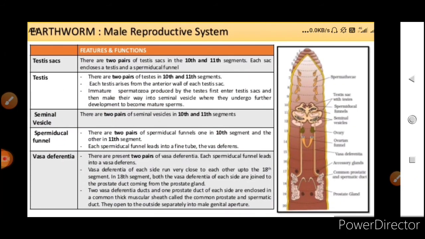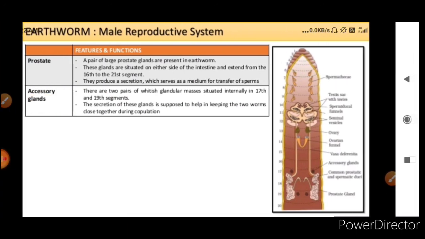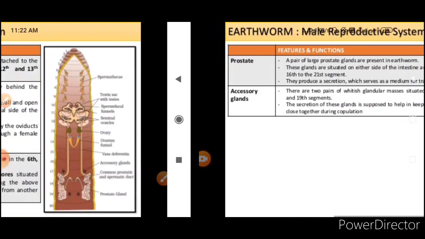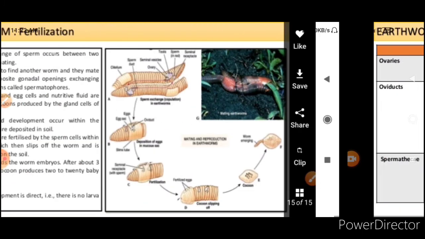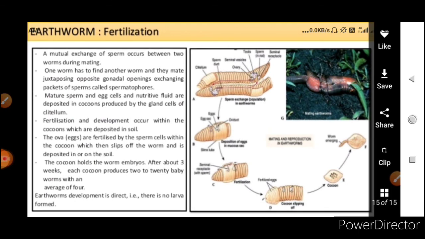Then comes the reproductive system. In the male reproductive system, we have testes sac, testes, seminal vesicle, spermiducal funnel, vasa deferentia, prostate and accessory glands. In female reproductive system, we have ovaries, oviduct, spermatheca. Now in fertilization, there will be the mutual exchange of sperms between the 2 earthworms lying in juxtaposition, with the help of packets of sperm that are spermatophores.